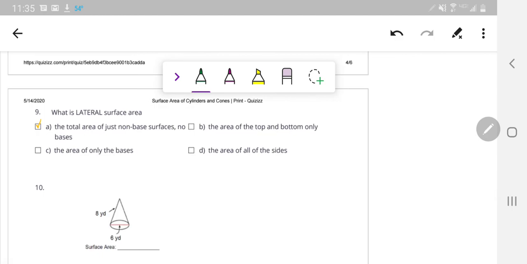All right, what is lateral surface area? The total area of just non-base surfaces. That's the one. Lateral surface area is non-bases. Don't count the bases. Just find the area of all the other faces that aren't bases.